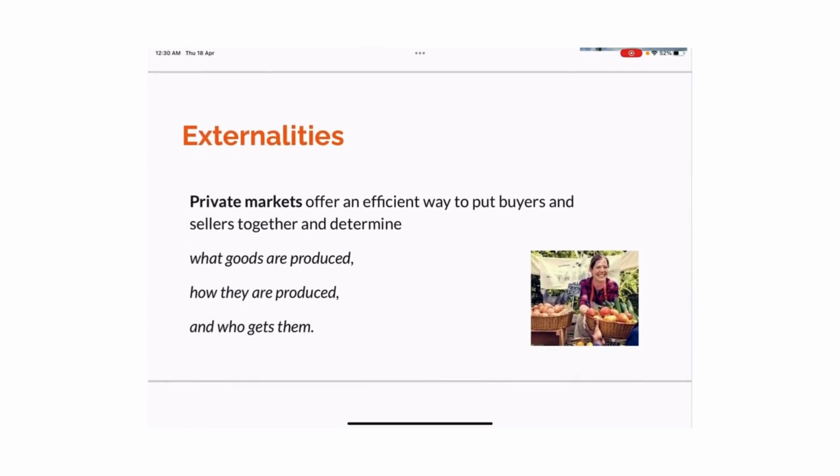So it means that though there are private markets which would put the buyers and sellers together and decide what goods are to be produced, how they are to be produced, and who gets them, but still the third party is not the stakeholder in that.